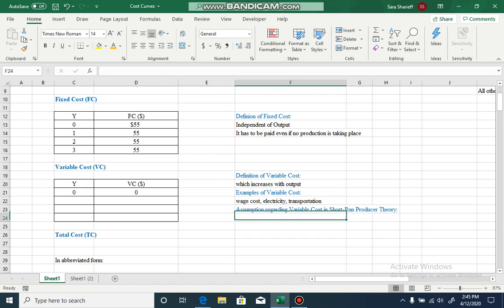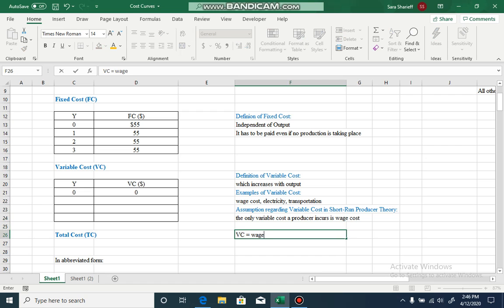Before I fill this table, there is one very important assumption which I want to share with you. In short run producer theory we make a very important assumption regarding variable cost. We say that the only variable cost incurred by a producer in short run is wage cost. The only variable cost a producer incurs is wage cost. That means we are ignoring electricity, we are ignoring transportation. We assume that the only variable cost a producer incurs is wage cost. What does that mean? Variable cost is basically equal to your total wage cost, right?